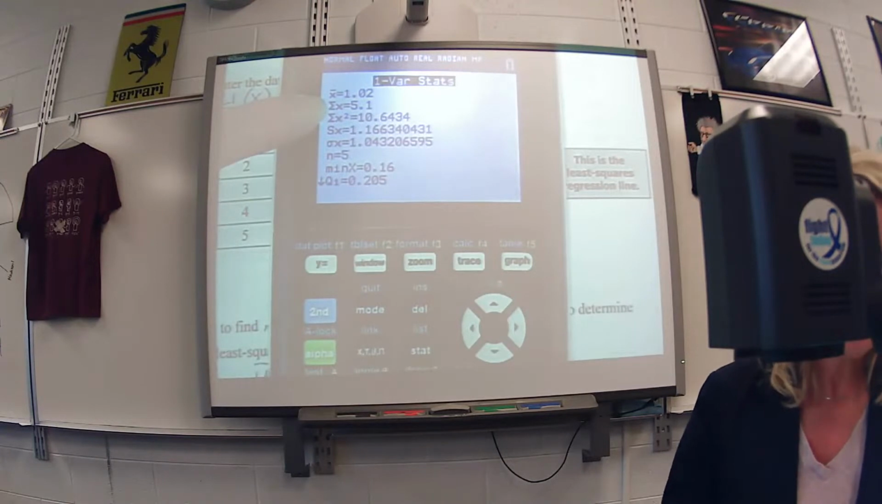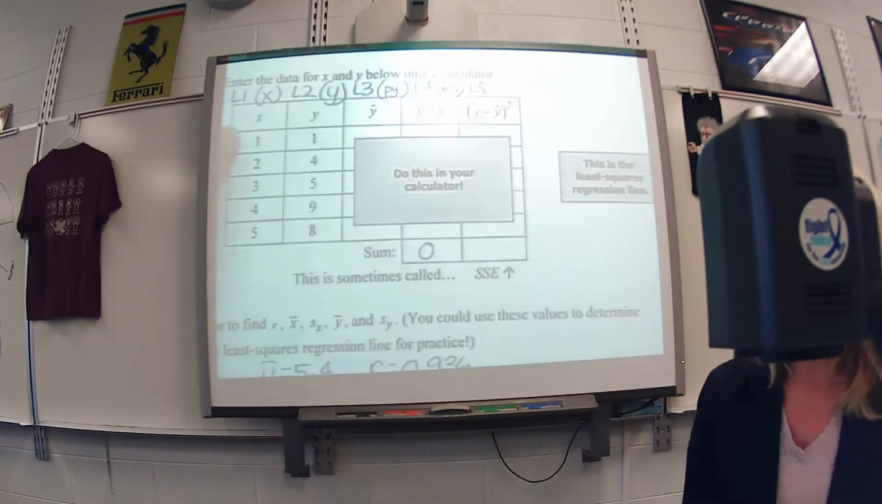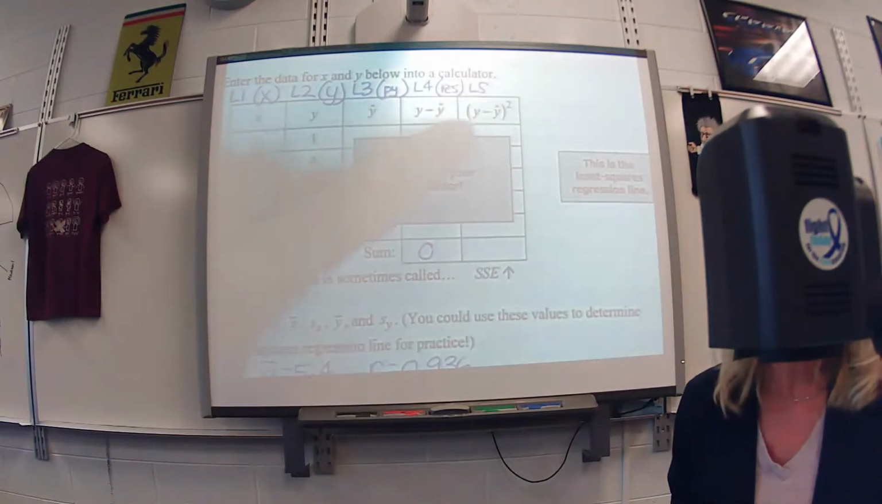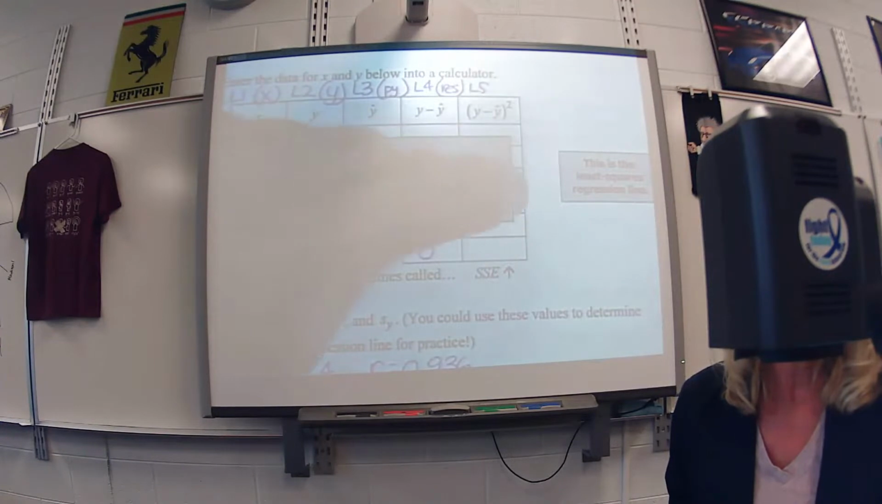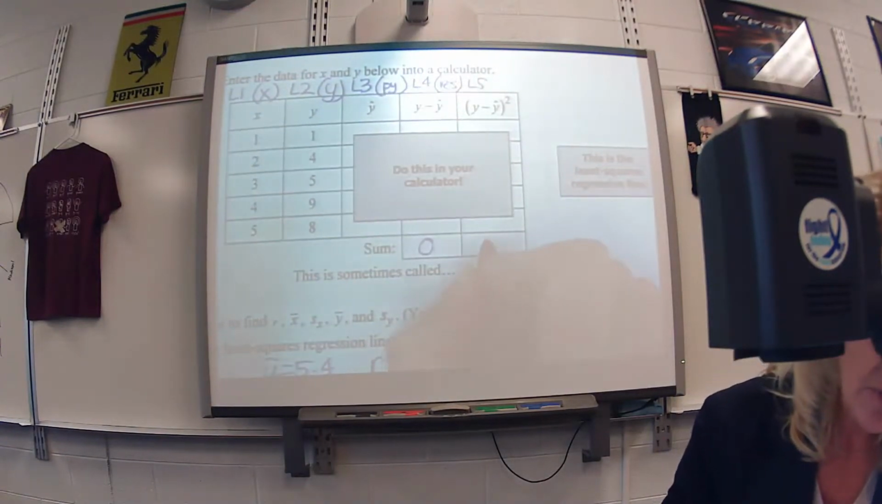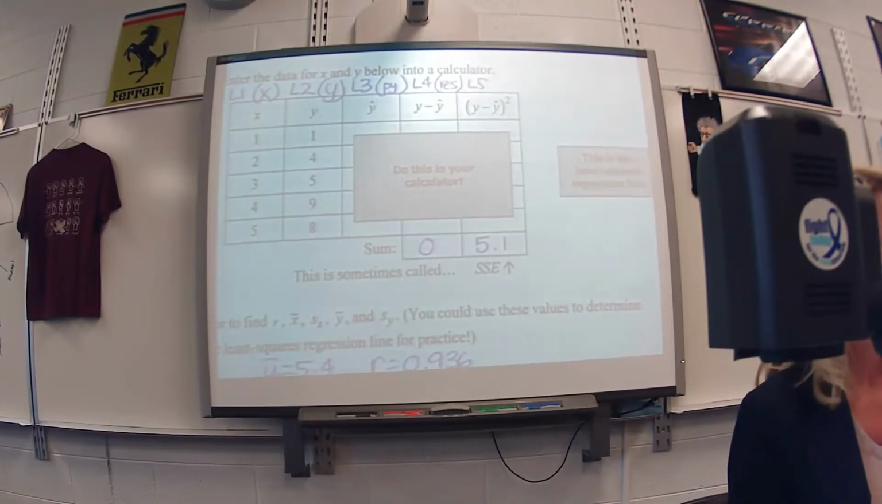Sigma X is 5.1. Reminder, Sigma X, I didn't use my X column. I know what I told it to do. I told it to use column 5. So Sigma X is this Sigma. So this is 5.1. Now you might get that number and say, awesome, 5.1.